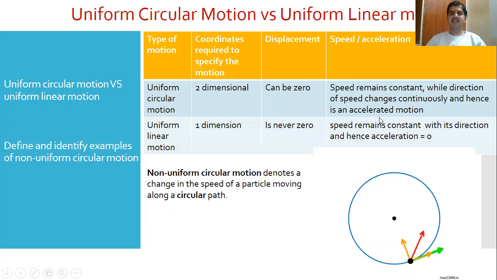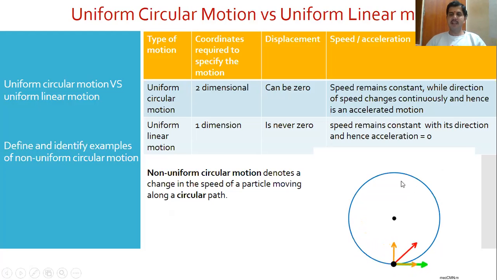Then the speed or acceleration. The speed remains constant in a circular motion, while the direction of velocity changes continuously. So this is what we have observed so far. But in a linear motion, the speed remains constant with the same direction, and hence the acceleration is zero. That's where the uniform comes in. Strictly speaking, uniform here refers to the speed being constant, and uniform there refers to the speed and the velocity being constant. Non-uniform circular motion is a motion denoting a change in the speed of a particle moving along a circular path.